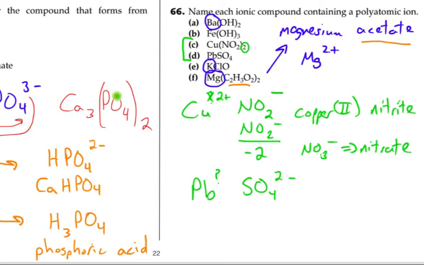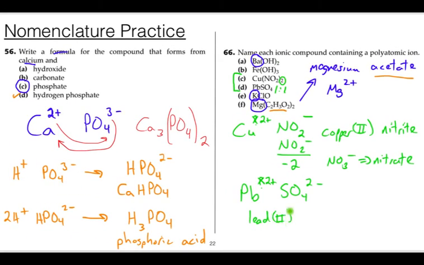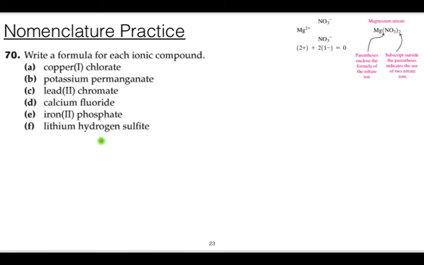Now, in this formula, they're coming together in a 1-to-1 ratio. For every lead cation, there's 1 sulfate anion. That means the charges have to be equal and opposite. So this one is also a +2. And just like before, we're going to use our Roman numeral 2. So lead 2 sulfate.